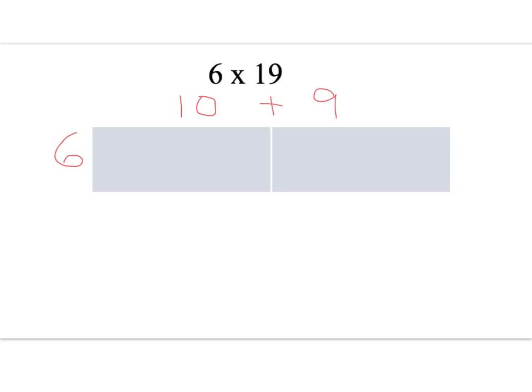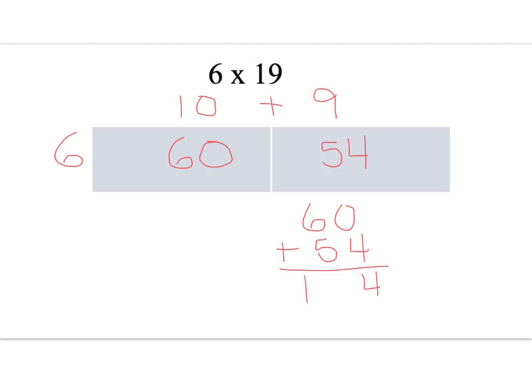So then I can start multiplying, and I know that 6 groups of 10 gives me the value of 60. I also know that 6 times 9 ones gives me 54. Now all the students have left to do is to take the two partial products and add them together. So we're going to take 60 plus 54, and we get the total of 114.